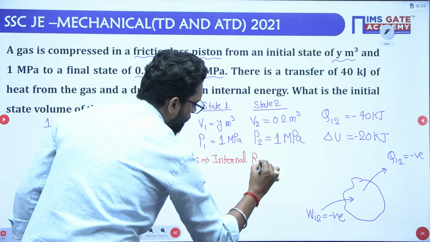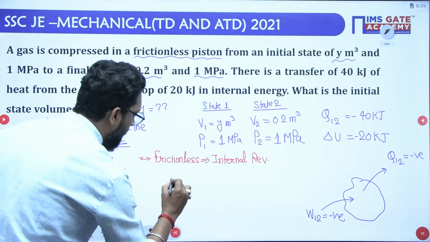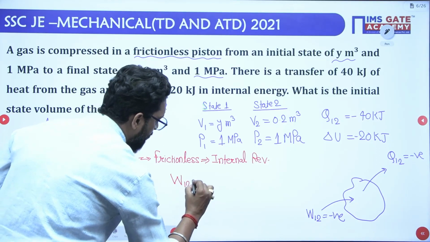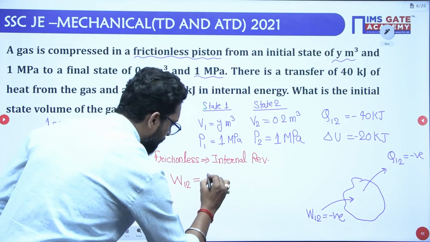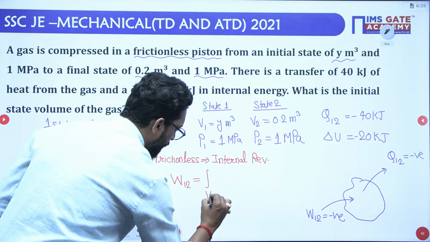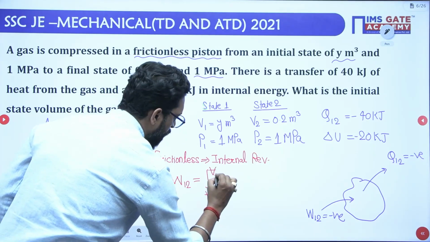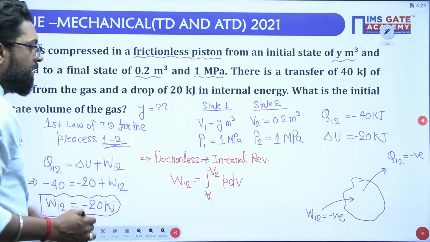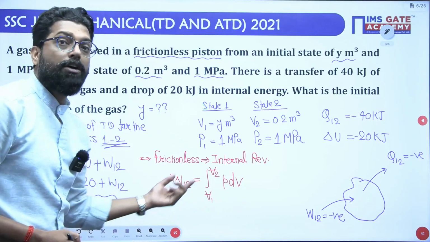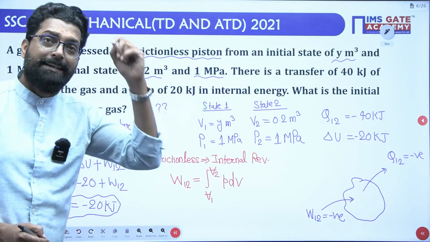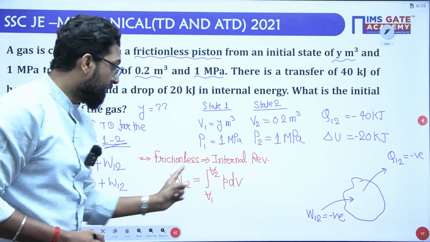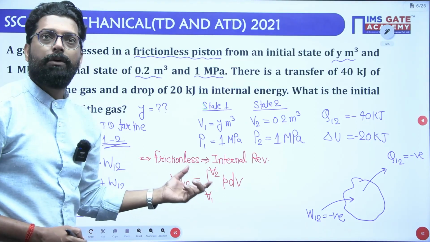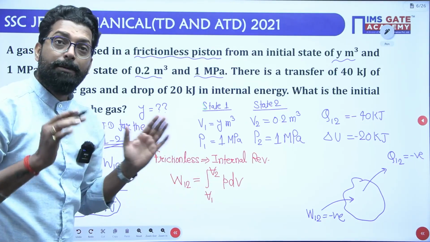Internal reversible. And for the internal reversible, the work transfer between 1 to 2 is the displacement of a boundary work. And what is the displacement of a boundary work? Integral V1 to V2 P dV. And what is the limitation? This is very important information. 90% of students are confused here. They say, sir, this work is applicable for the closed system. No, this work is also applicable for the open system.